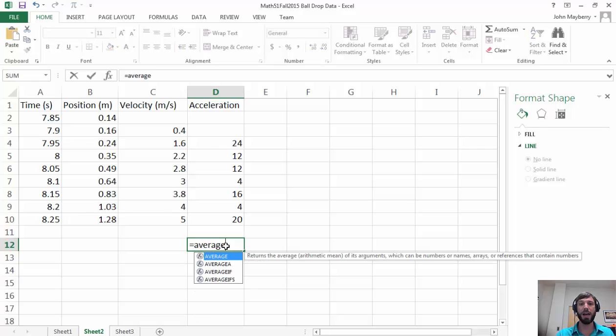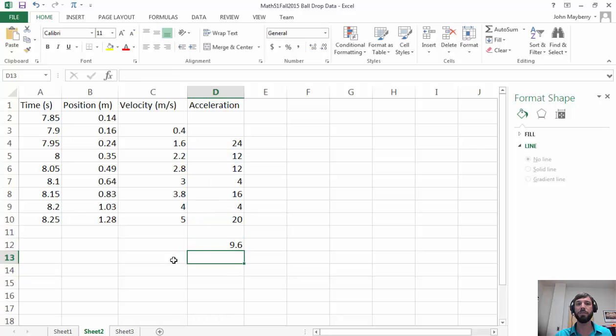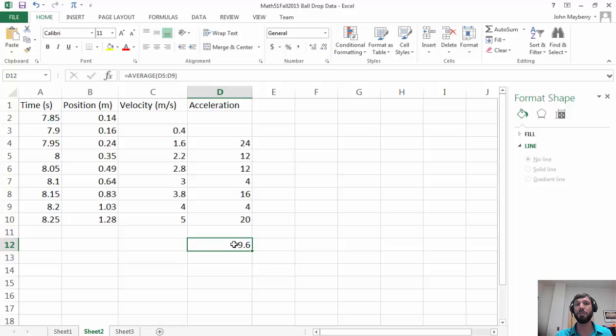So I'm going to type average, highlight the cells I want to average, and hit enter. Notice we come up with an estimate for gravitational acceleration of 9.6 meters per second squared, which is fairly close to the true value of approximately 9.81 meters per second squared. And all this from a first day calculus experiment.